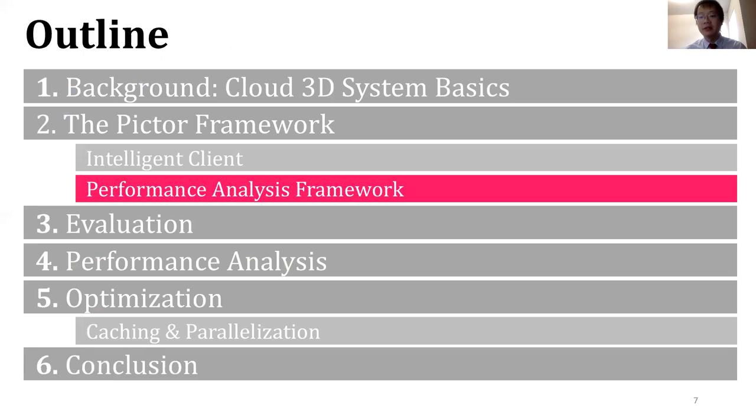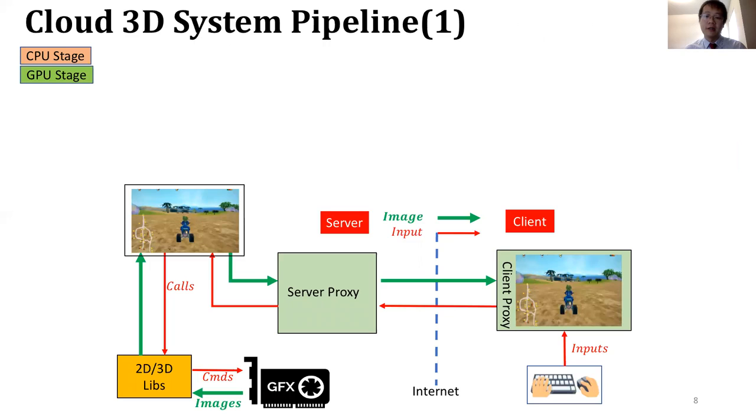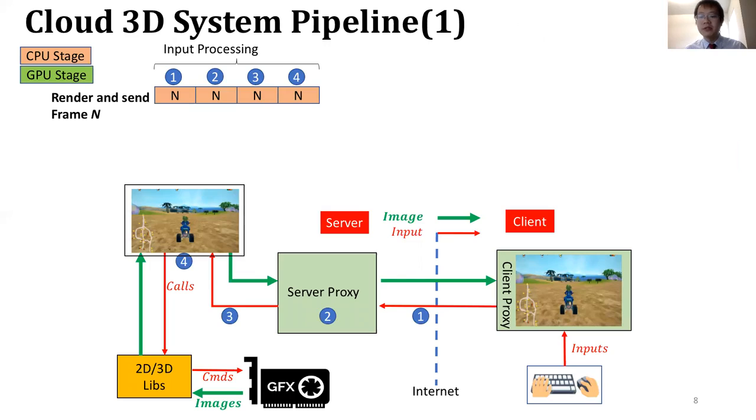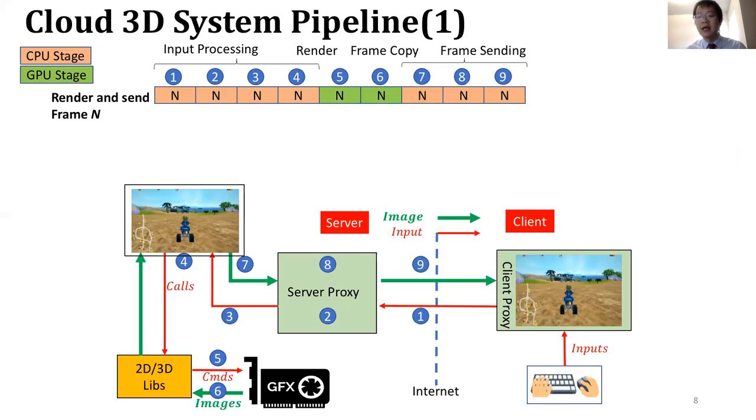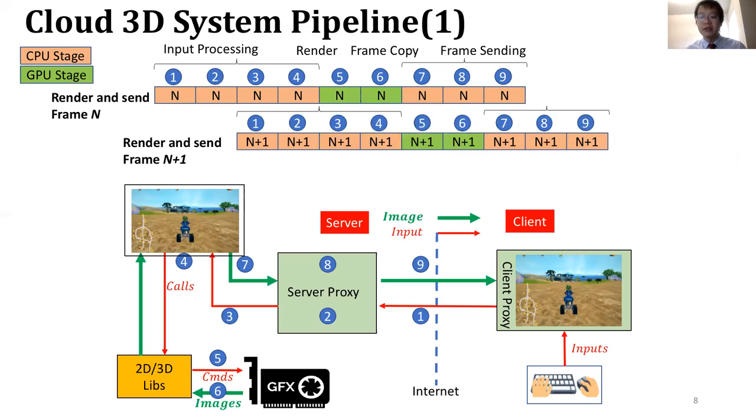Next, we will talk about the performance measurement framework. First, let's have a look at the sequential process for generating frame N. Stage 1 to stage 4 are input processing. Stage 5 translates drawing APIs into GPU instructions and gets frames rendered on GPU. Stage 6 copies pixel data from GPU memory to CPU memory. And stages 7, 8, and 9 are related to frame transmission. Similarly, we can generate frame N plus 1 in a pipeline manner.